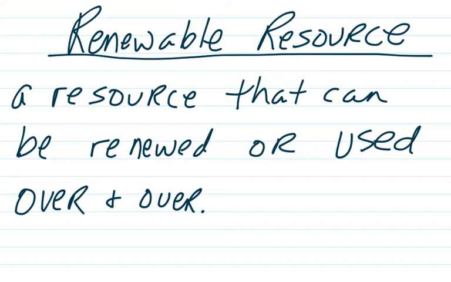Our next definition is a renewable resource. Now, a renewable resource is a resource that can be renewed or used over and over again. Things like sun or wind. There's going to always be some type of wind blowing. Even if you can barely feel it, there's always going to be wind blowing all the time. Or if you cut down a tree, you can go and plant another tree. You can renew that valuable resource.